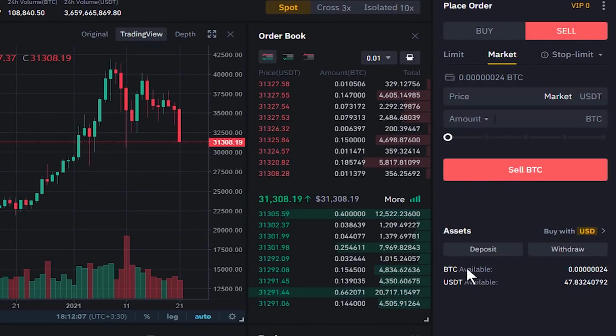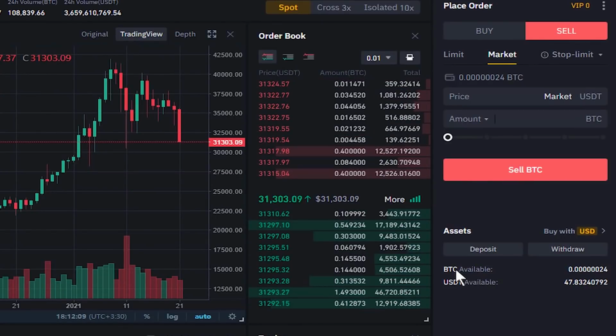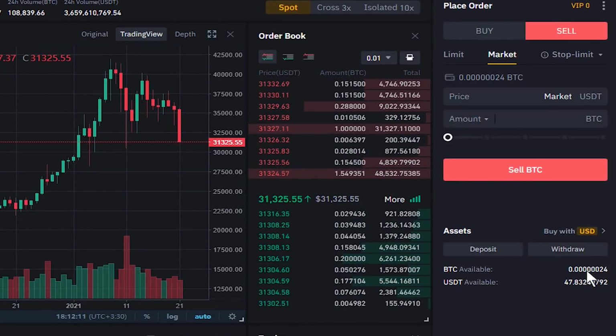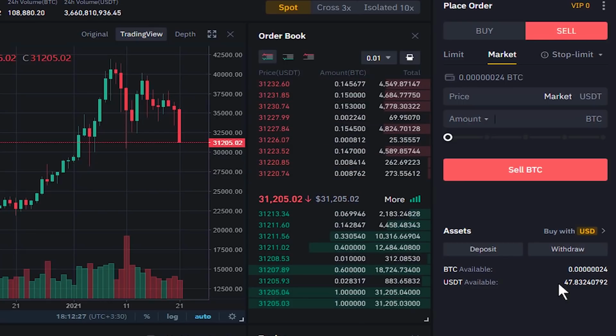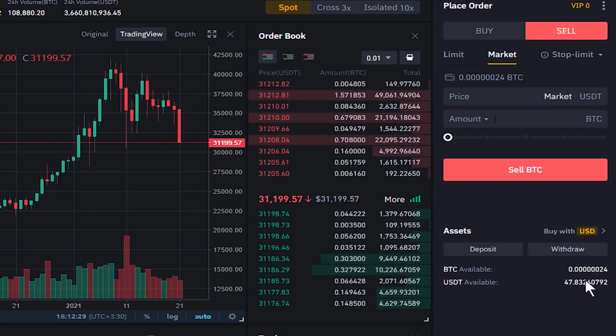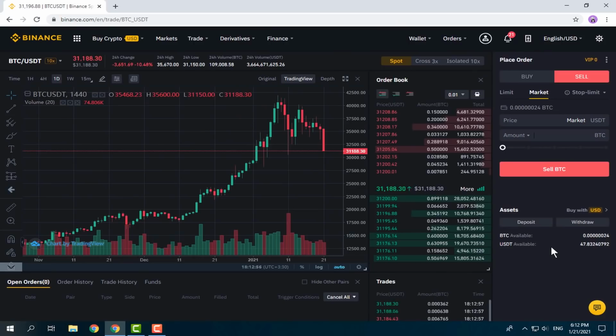And now, as you can see, this is how much Bitcoin we have available, which is very small. And here's the amount of Tether that we have available now. Please pay attention that market orders are used in situations when buying or selling your coins and getting out of the position is more important than buying or selling at a certain price, because you may pay higher fees and higher prices because of slippage.